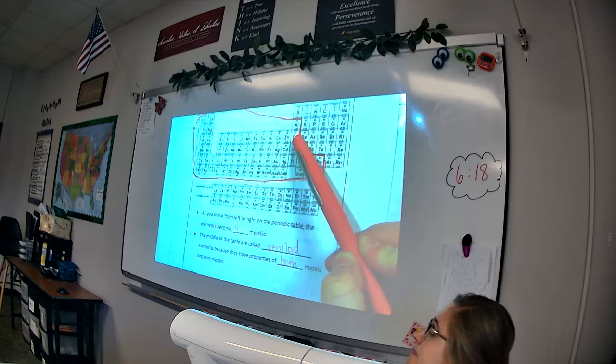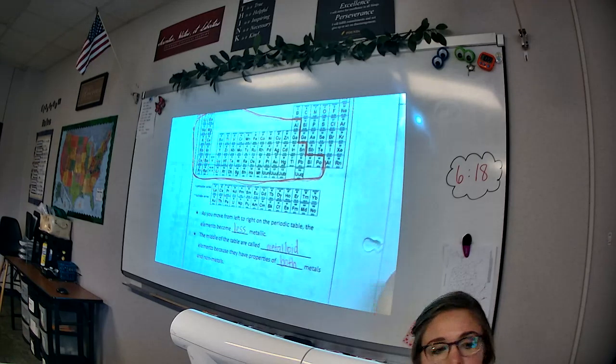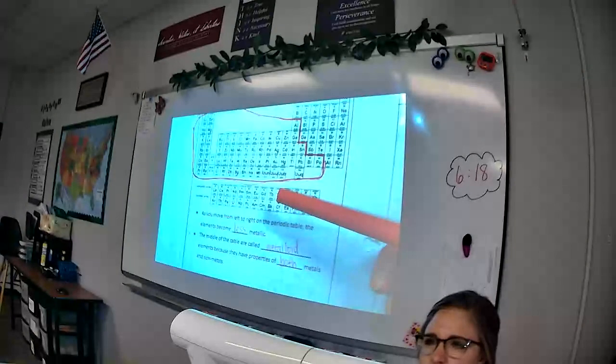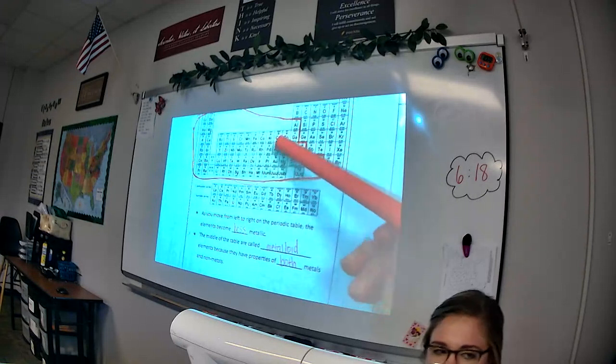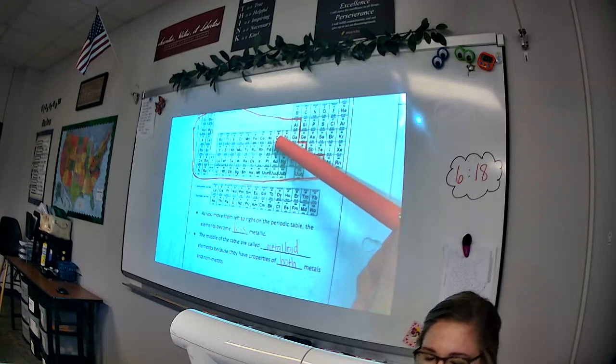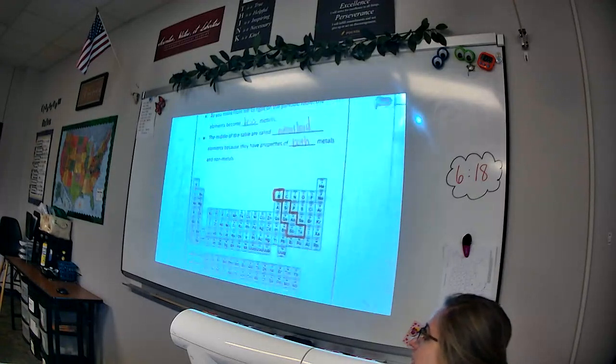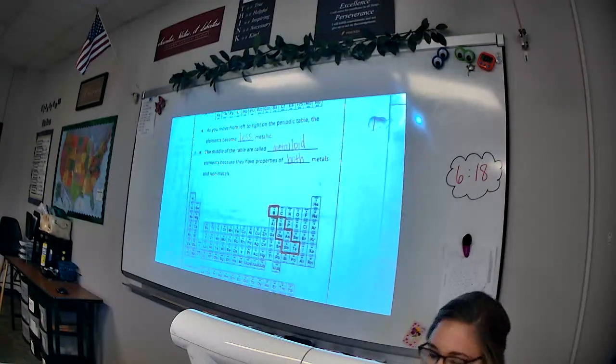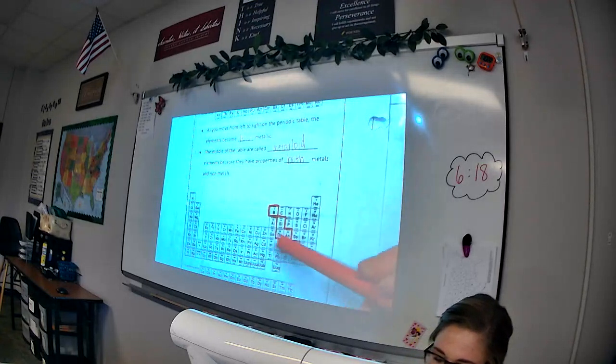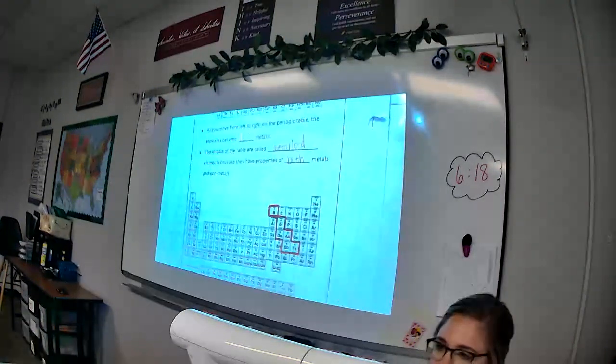Wait, so do people sometimes put it in non-metals? I don't think so. I think everyone pretty much agrees that it's a metal. It's just a very bad metal. It's not great at being a metal. Alright? So, for metalloids, you're going to put your little box around this section. It's kind of the stair stepper there in the middle.